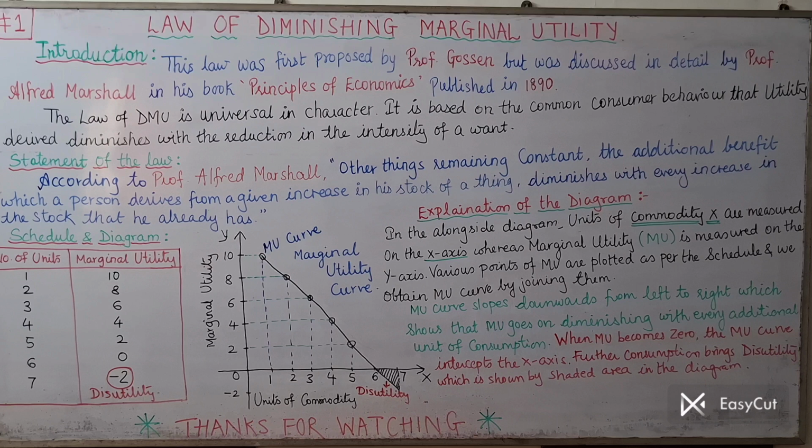MU curve slopes downwards from left to right, which shows that MU goes on diminishing with every additional unit of consumption. When MU becomes 0, that means the point of sixth unit, the MU curve intercepts the x-axis, and if further consumption is done, then there is disutility, which is shown by the shaded area in the diagram. So that's it. Explanation is over.